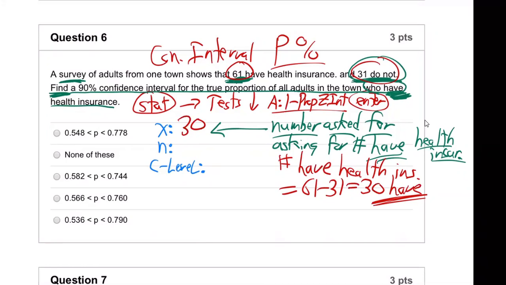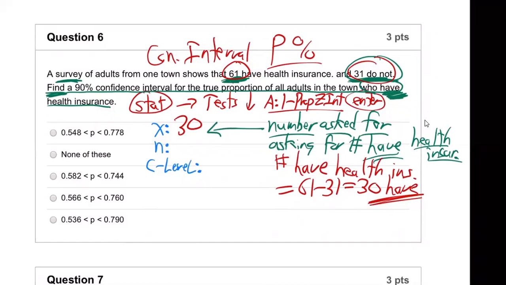What's being said? So will you be able to see that on the exam and watch carefully? It's the number being asked for. That's what X is. It's the number asked for. And they're asking for the number who have health insurance. So what's the number who have? Well, 31 do not out of 61 total. So if you subtract that, 30 have it. All right, the rest is easy.